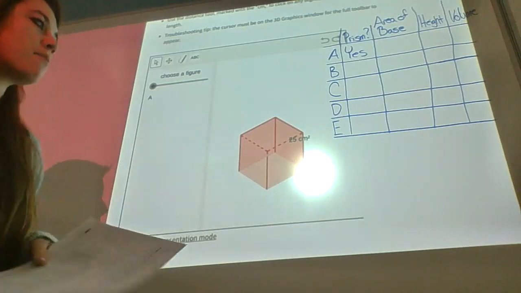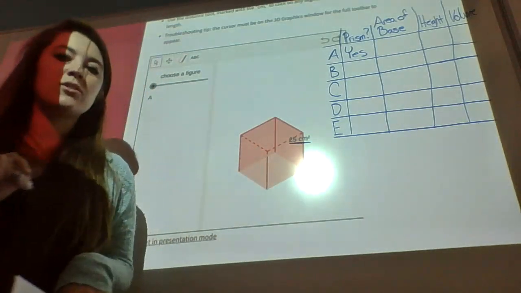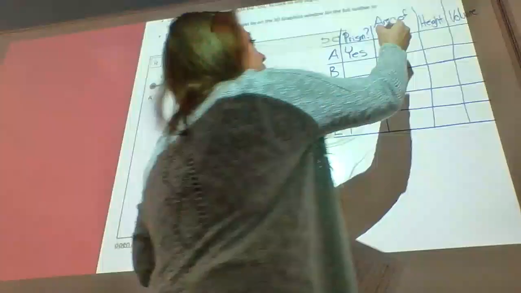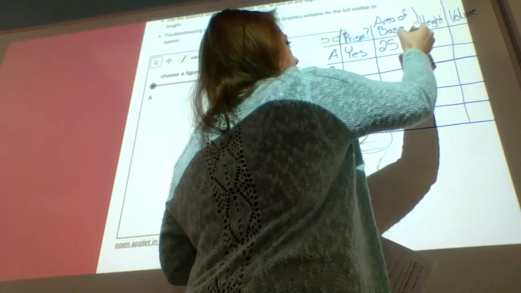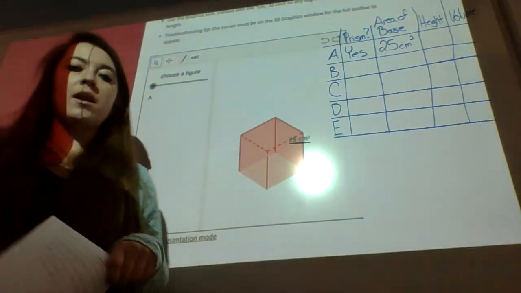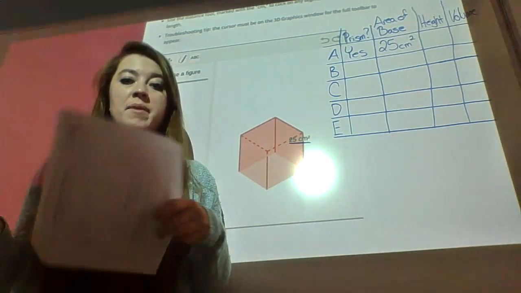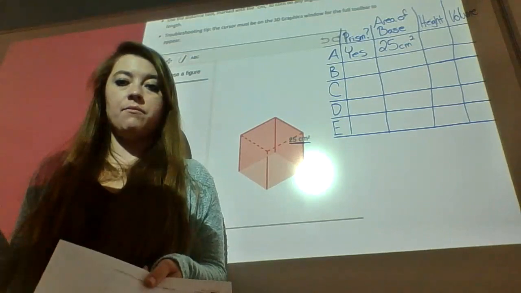So the area of the base. Note, it's telling you the area of the base right here. It's telling you that it's 25 centimeters squared. Because remember, with a cube, any one of the 6 faces can be the base. It doesn't have to be one or the other. Any of the 6 can be the base.